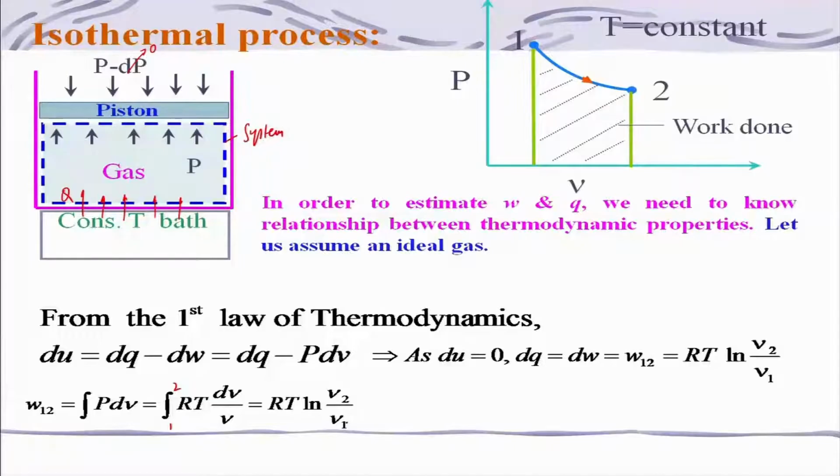And as I told, dU is 0 because it is an isothermal process, therefore dq is equal to dw, and when we integrate this, the work done between state 1 to 2 will be RT ln V2 by V1.